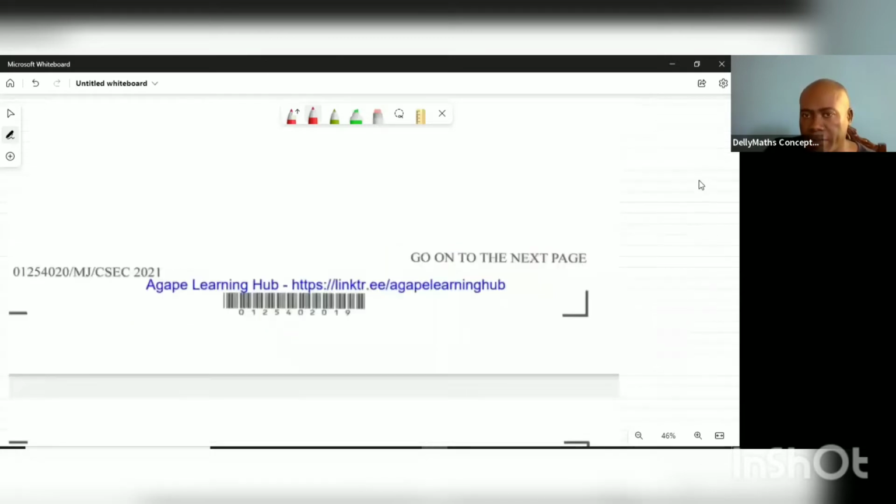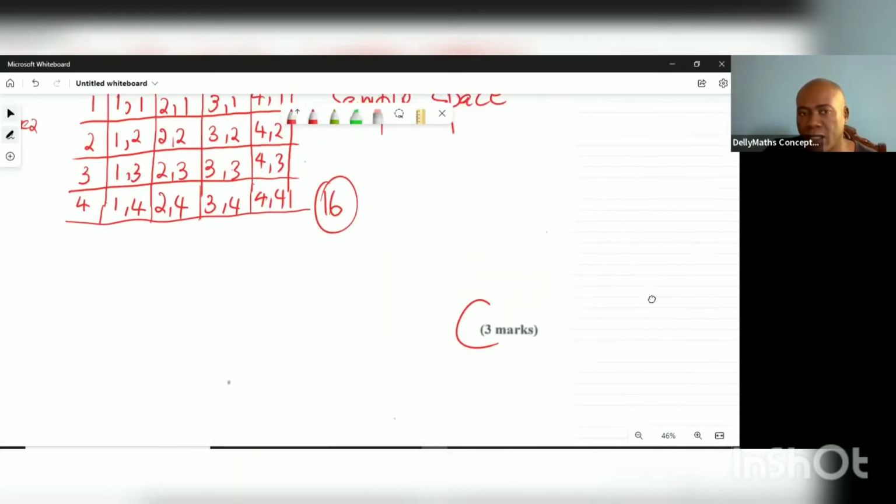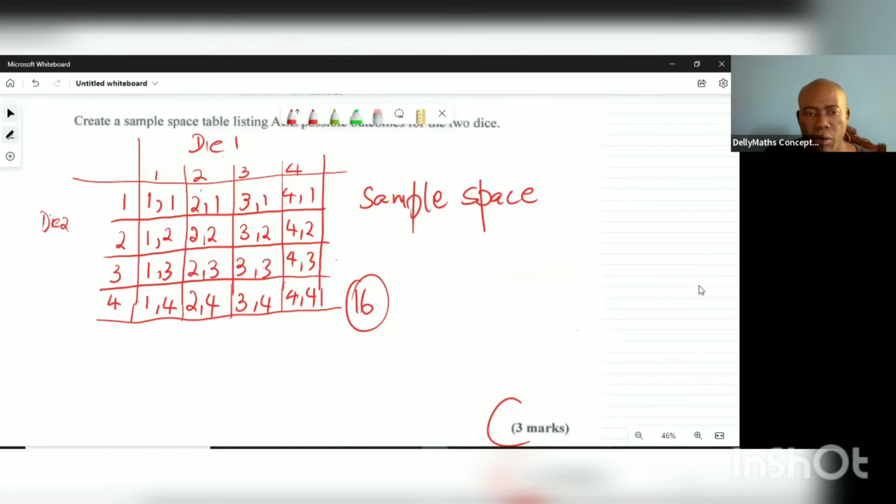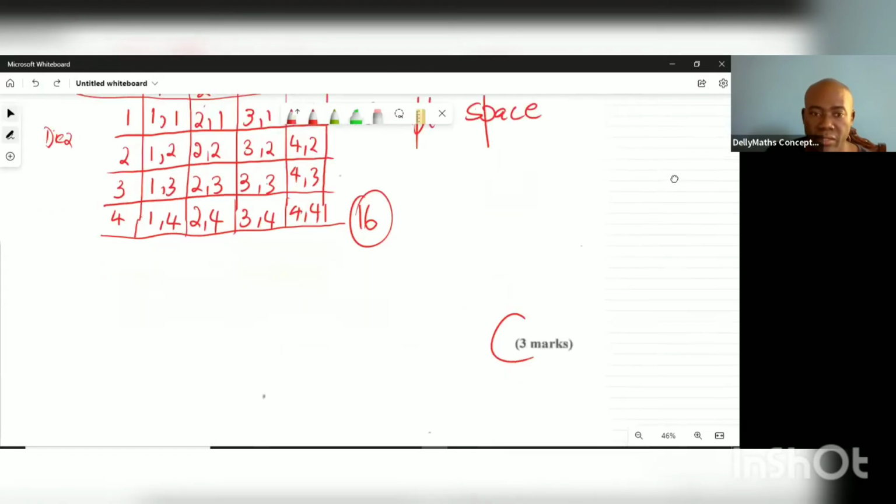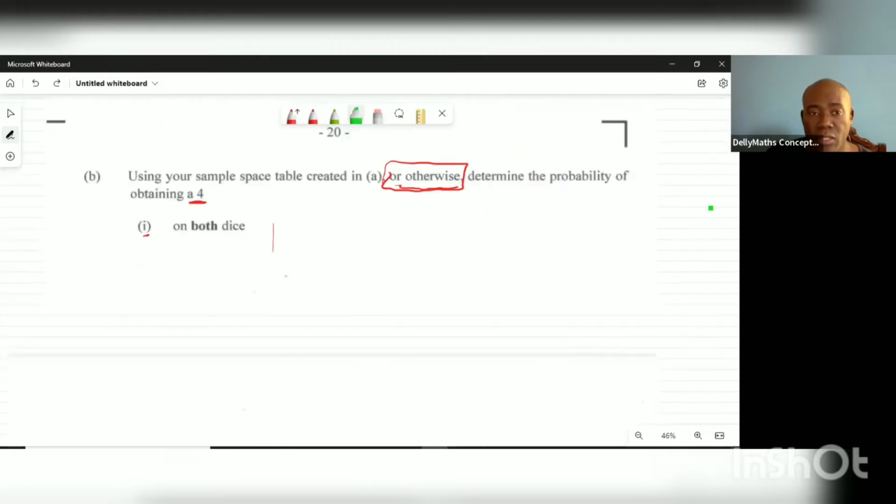I could go to my sample space and look for a 4 on both. Here it is. We have a 4 on both, right there. So that's 1 over 16, 1 out of 16 tries. So the probability to get that is 1 out of 16. We could write out the answer, 1 out of 16. So that is using the table.